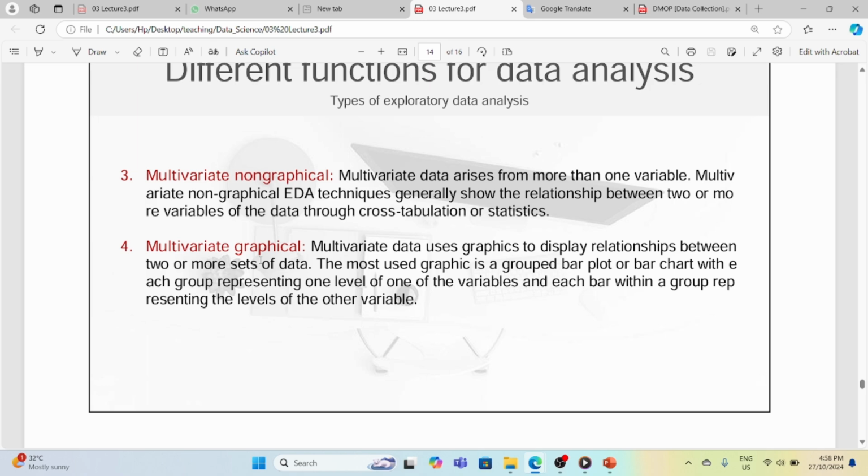Multivariate graphical uses graphics to display relationships between two or more sets of data. So the difference is that we use a graphical method. The most used graphic is a grouped bar plot or bar chart, with each group representing one level of one variable and each bar within a group representing the level of the other variable.